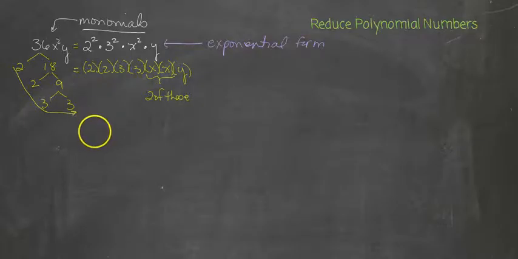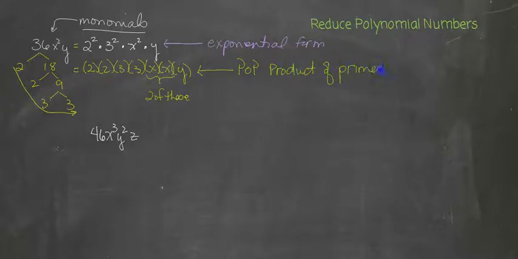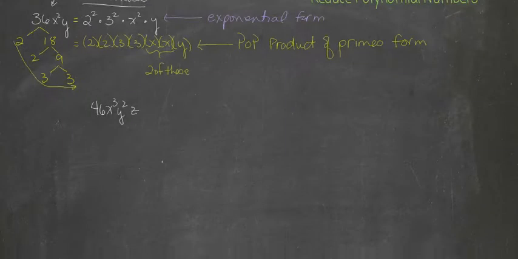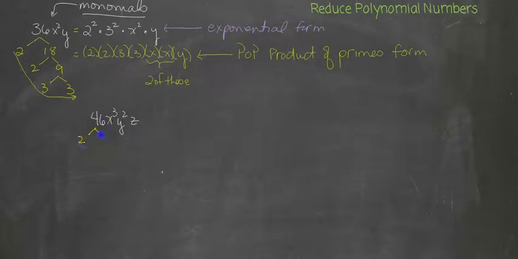Let's do another one. Let's do 46 x cubed y squared z. We're going to write it both in exponential form and in product of primes form. I should label that for you. That's POP, or product of primes form. Okay, so let's do the number with the monomial that we have. Let's go ahead and reduce this. So 46 divides by 2, leaving 23, which is prime.